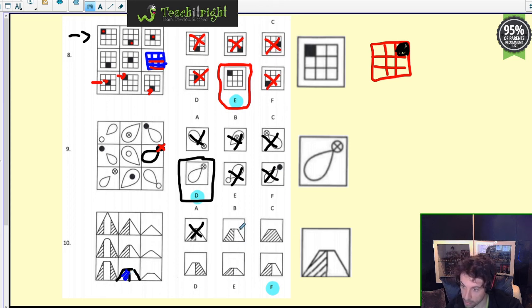And that eliminates B, because look, the shading's in the wrong direction. Certainly C, certainly D. And I think between E and F, bit of a tricky one there, but I think E is just a bit too small, whereas F is just the right height. That's why we eliminate E.